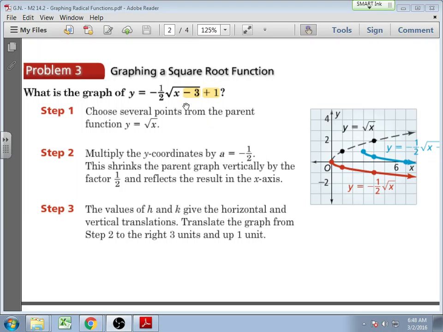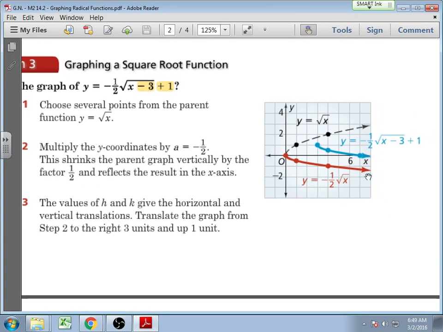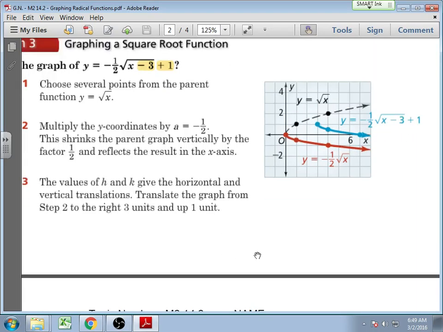The minus 3 is going to shift us to the right, because remember that horizontal shift is always counterintuitive. And then we move our graph up 1, since this plus 1 is outside of the radical. And the blue graph here is actually the final model of that function. So you can see here the red one was just applying the compression factor, and the blue applies the compression factor and both of the shifts.